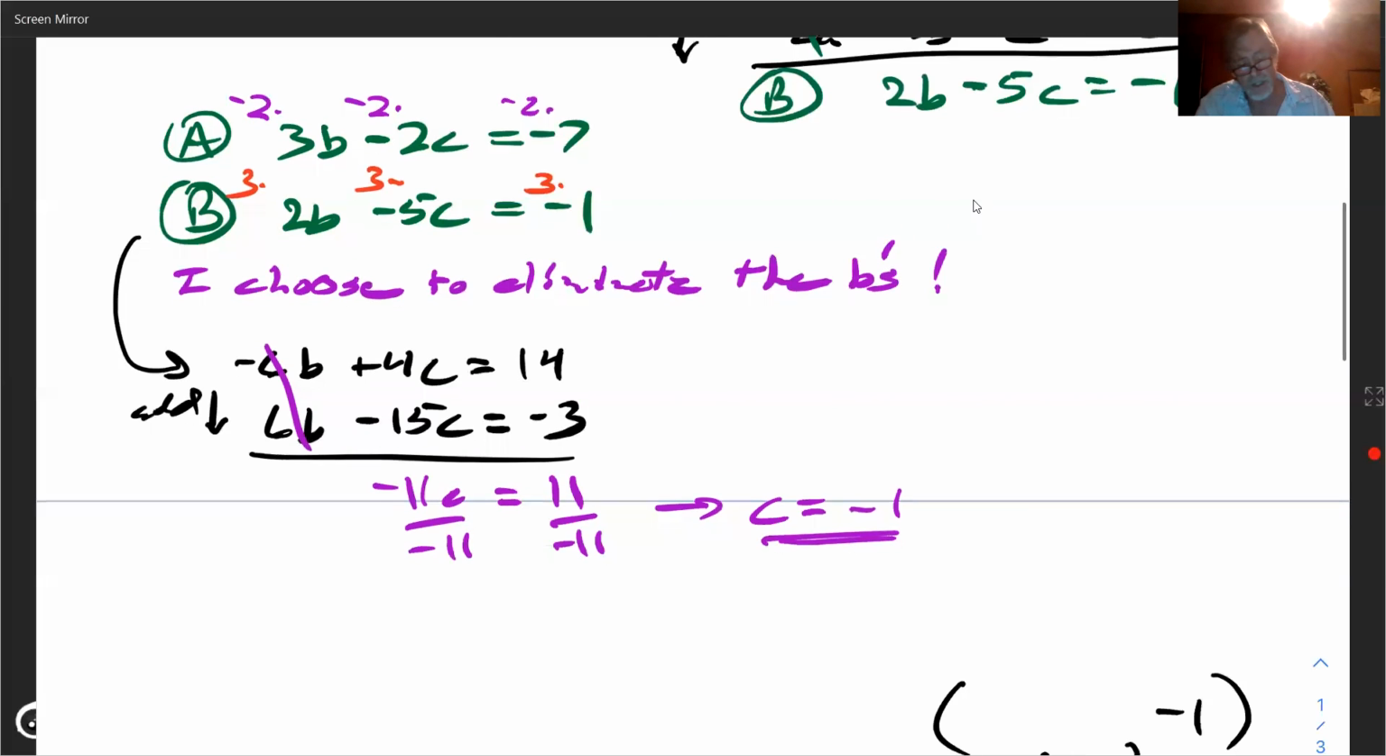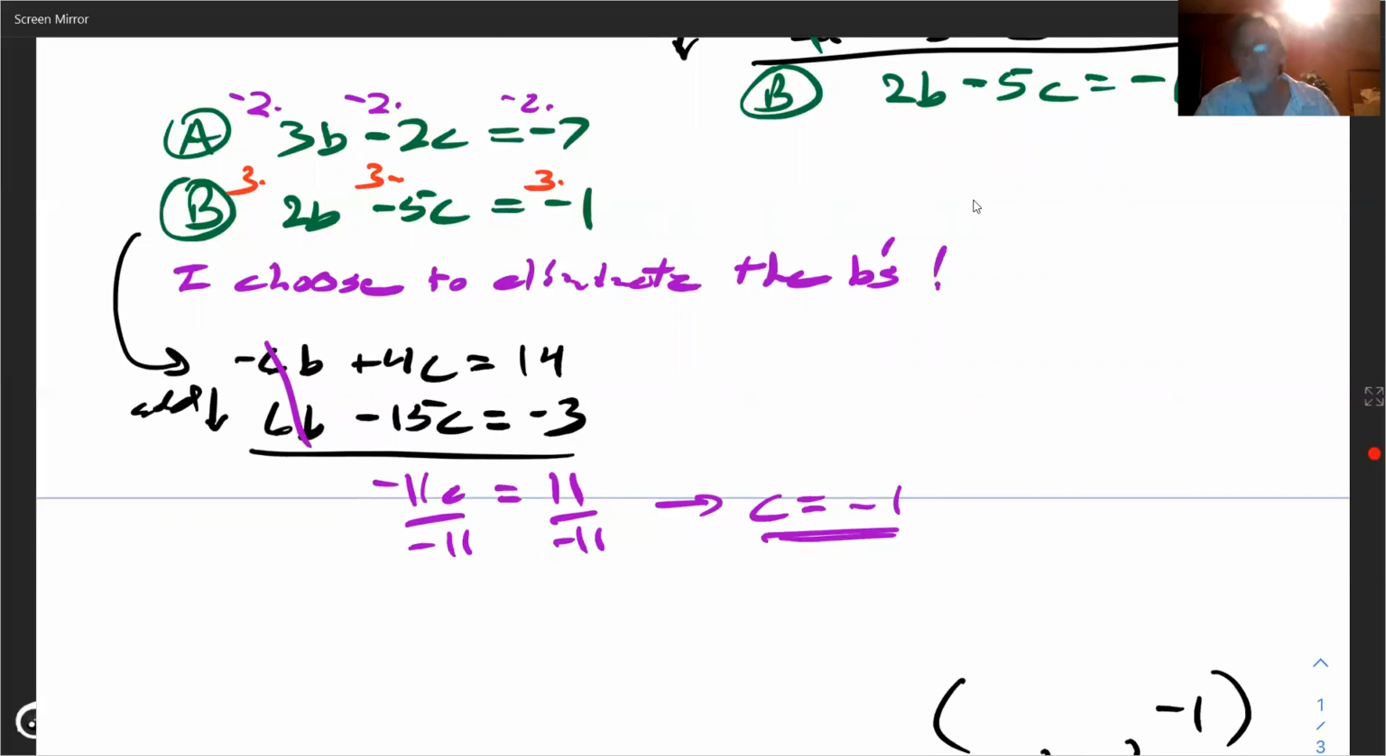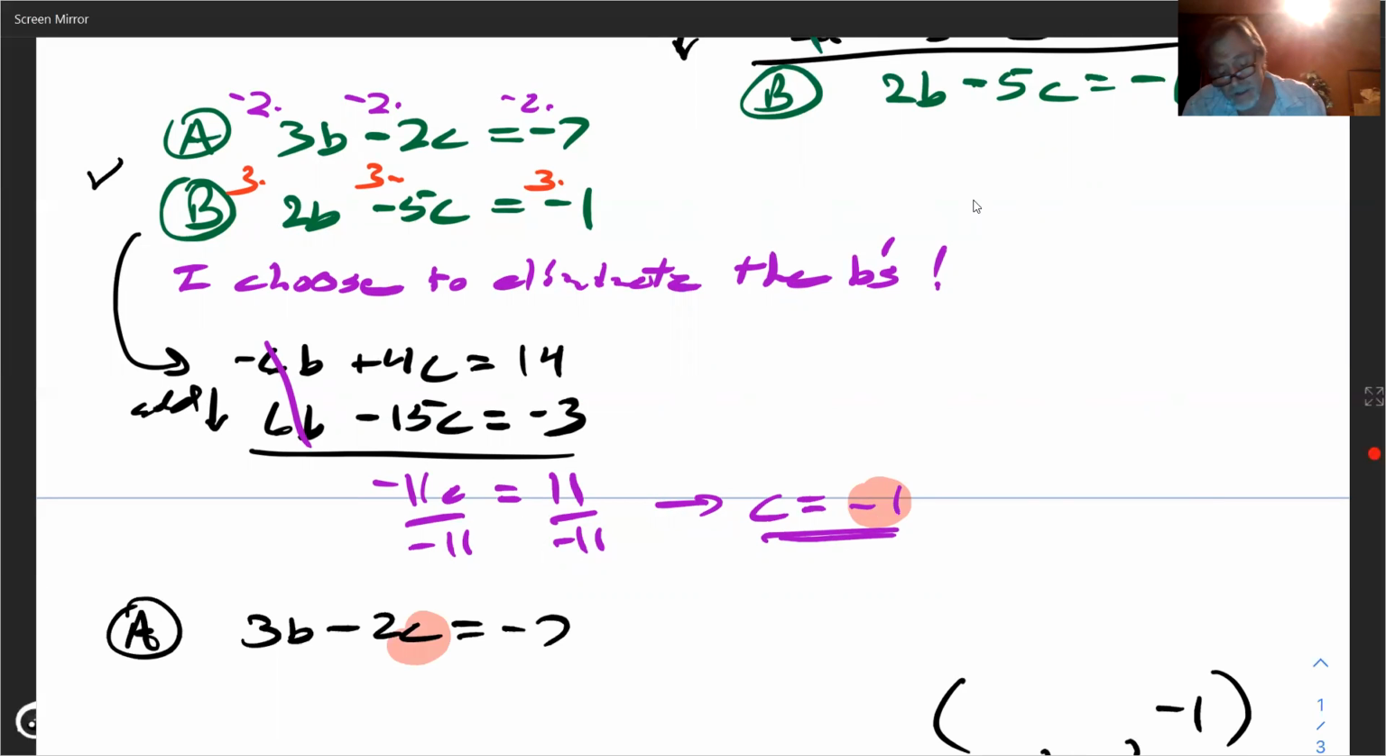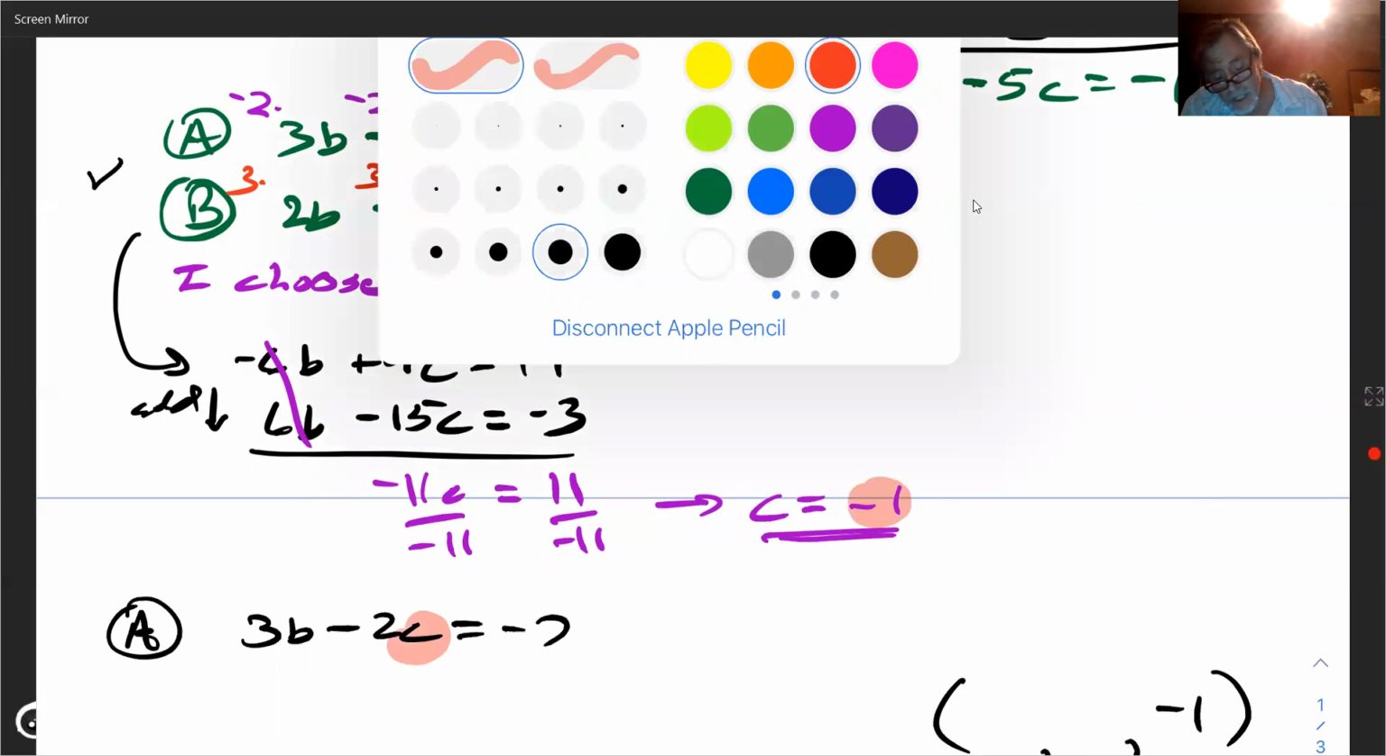Now what you do is you pick on one of these A or B equations that only has 2 variables and substitute in for it. What do I mean by that? Well, let's say I pick the top one, A, and it says 3B minus 2C is minus 7. Well, what I'm going to do is I'm going to substitute C is negative 1 in for C right there. And I can solve for B. All right, let's do that thing.